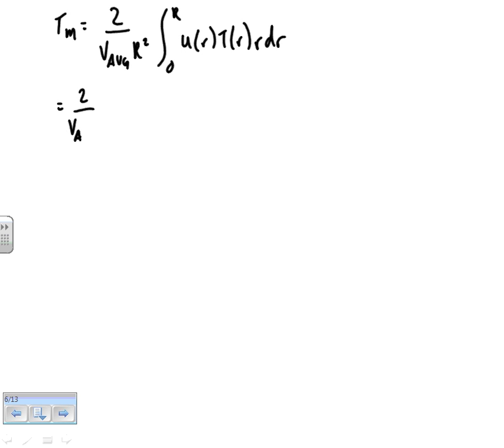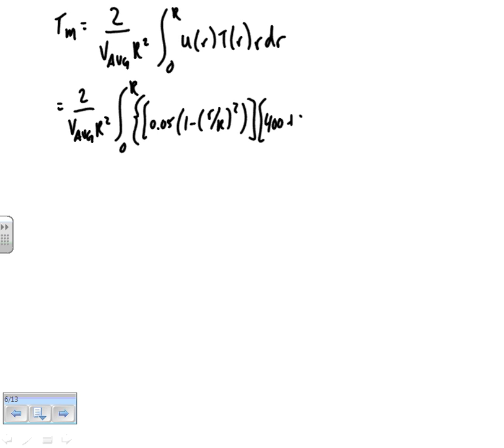2 over V average times cap R squared, times now the integral from 0 to R of U as a function of R. Well, that happens to be 0.05 times 1 minus R over cap R squared, times T as a function of R. Well, that's 400 plus 80 times R over cap R squared minus 30 R over cap R cubed, all times R dr. All right?